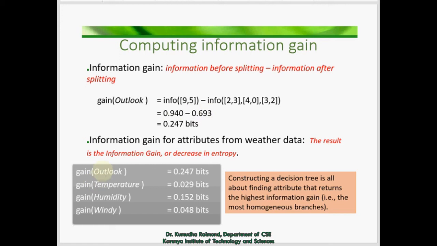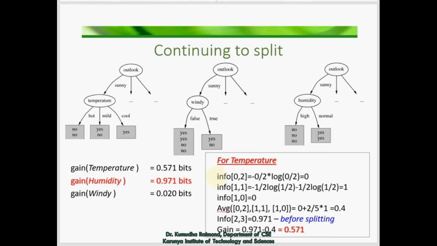And this is only with respect to the outlook attribute. The same pattern I need to follow to find out the information gain for temperature, humidity, and windy, and these are the values. Out of which I'm going to pick the node which has the highest information gain. So I'm going to pick outlook as the root node, which has yielded a very high information gain. So this is my partial decision tree. Outlook took the place of the root node. Now there are 3 edges: sunny, overcast, and rainy.